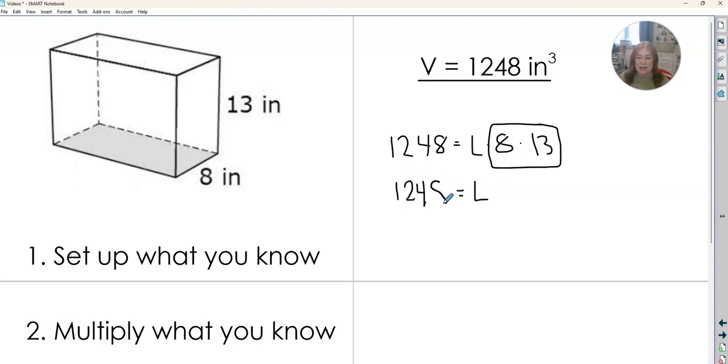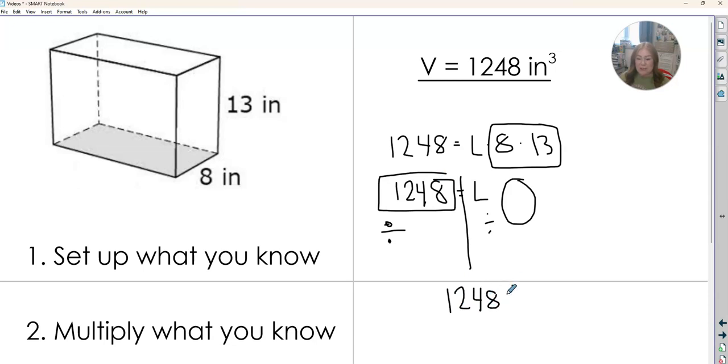And so you're bringing that down. So whatever this is, 8 times 13, we're trying to get L by itself. So the opposite is going to be to divide by this number. And if I do that to this side, I have to do that to this side. So I'm really taking 1,248, and we're going to divide that by 8 times 13 to find that missing piece. So instead of timesing, we don't know it, we have to do the opposite, which is divide. So 8 times 13, and then we'll divide that into 1,248.